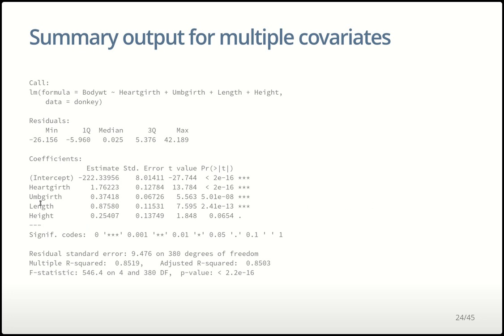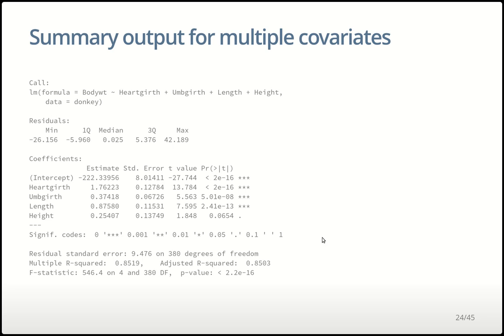And when you're assessing this, you can see that heart girth is important because its p-value is small after accounting for the other three. Similarly, umbilical girth is important because its p-value is small after accounting for the other three. Length is important after accounting for the other three, but height is not. The p-value for height is 0.06, which suggests that you could get an estimate of height of the order of 0.25 about 6%, 6.5% of the time, just through chance. So this is suggesting that height doesn't really tell us much over and above the other three.